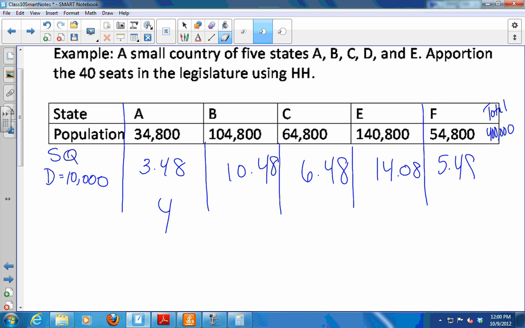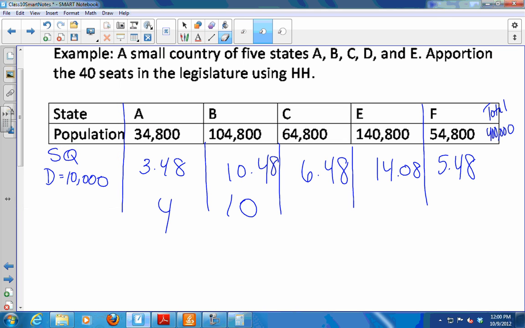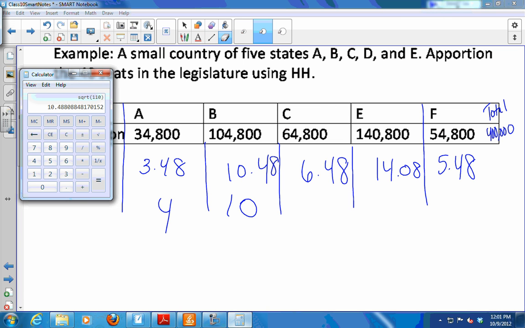How do you find the number that you decide to round? You take the geometric mean of the lower quota and the upper quota. So you round it down and you round it up. 10.488. Which one's bigger, 10.488 or 10.480? Right, my geometric mean is bigger, right? So you round down. So I round down.